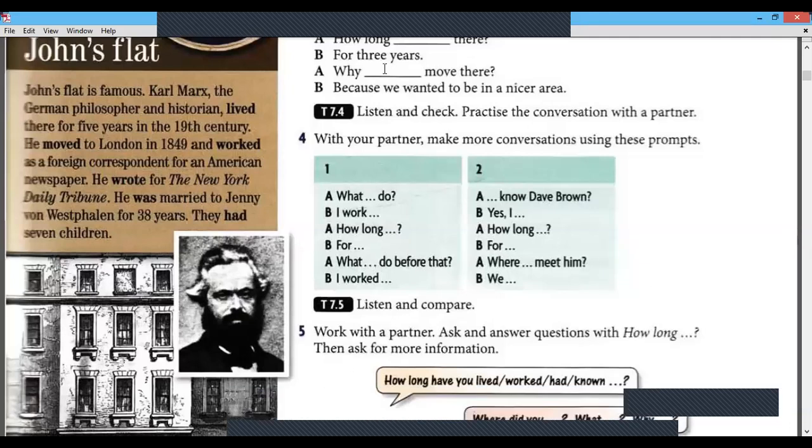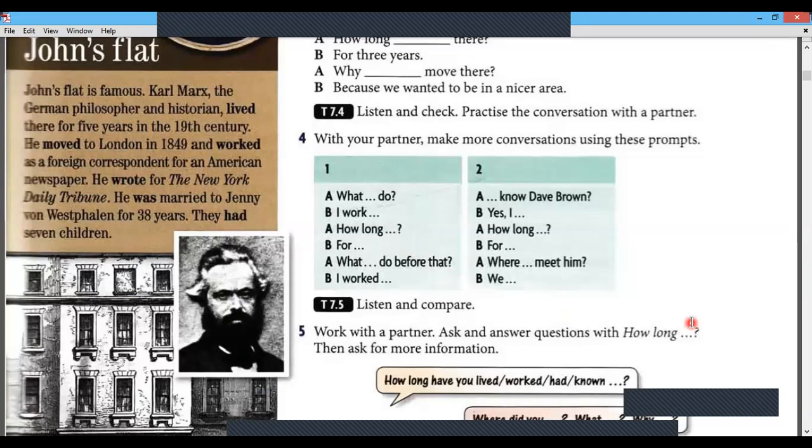Now let's come back and check your answers with me, everyone. Let's listen and check your answers. Here we go. Take script 7.5.